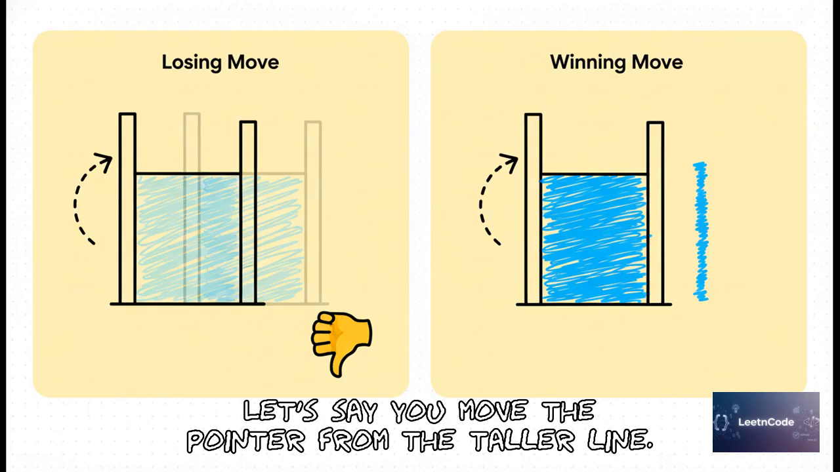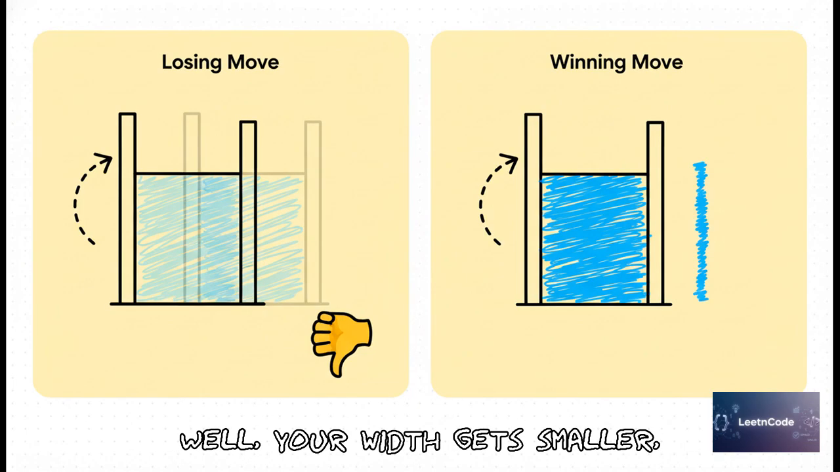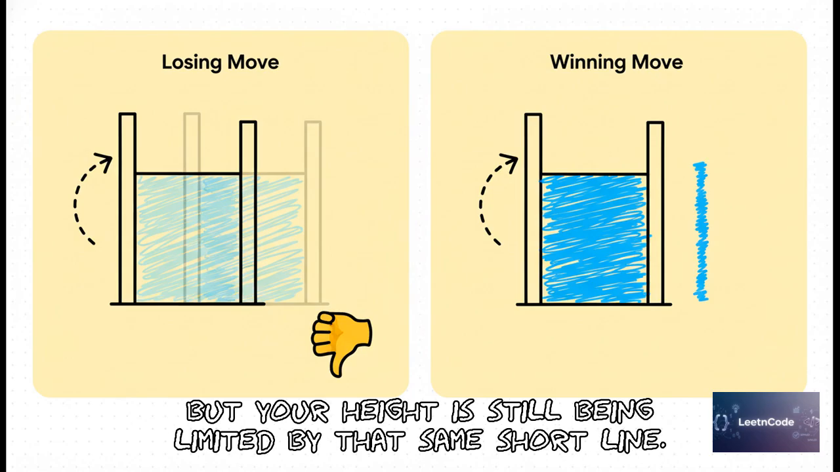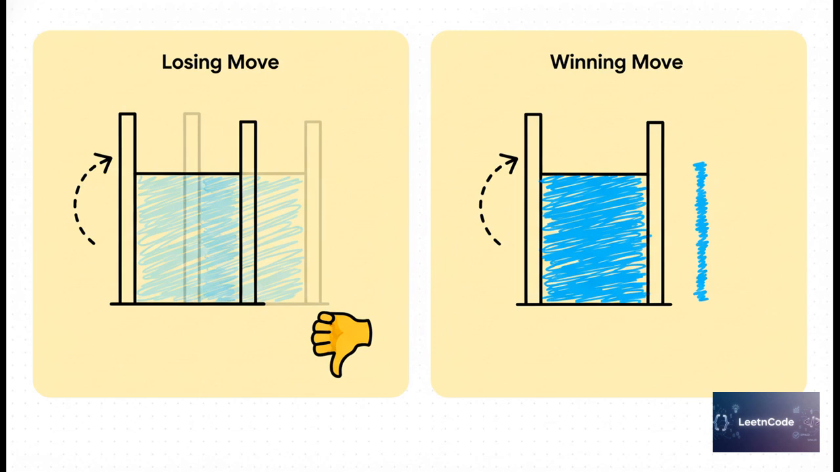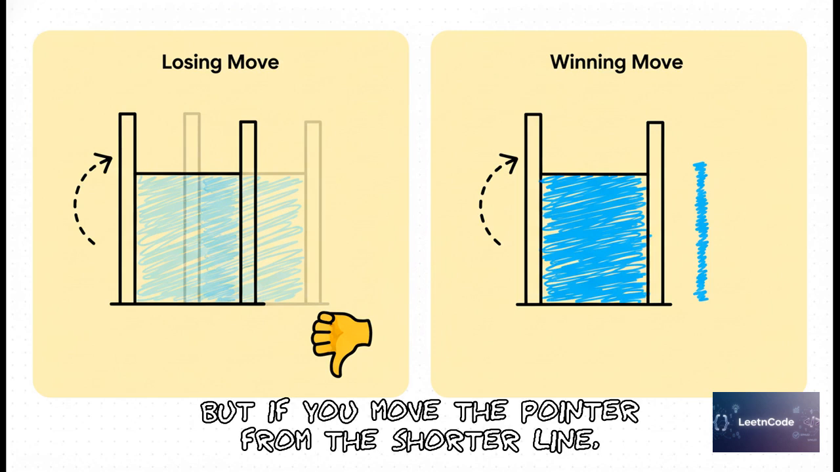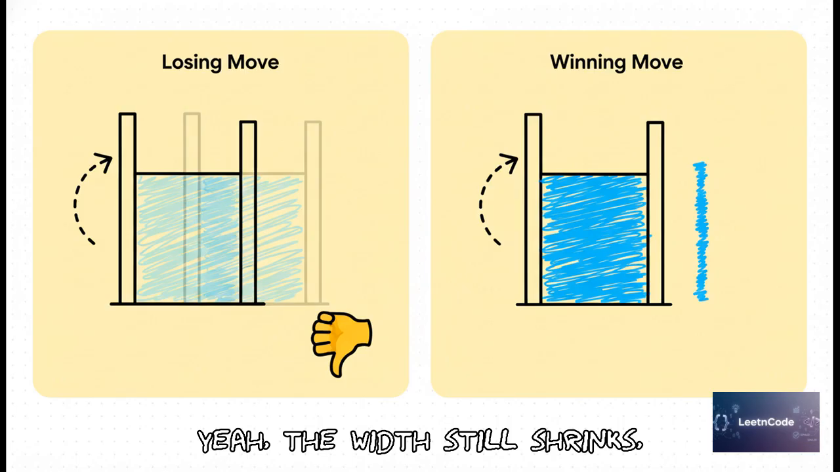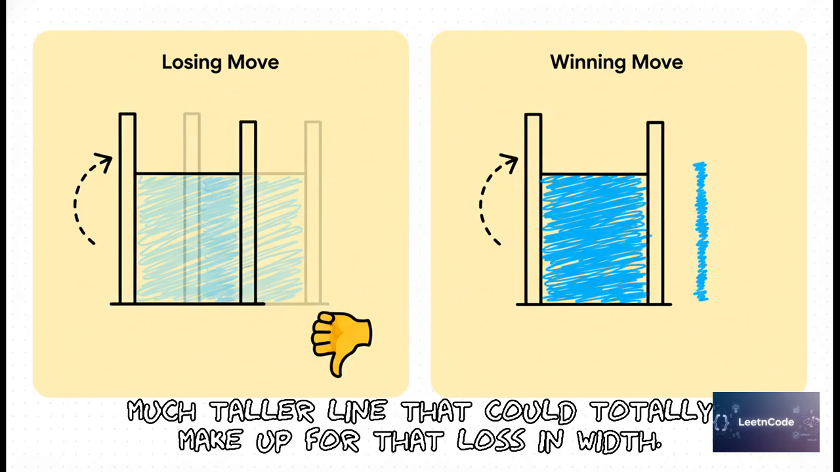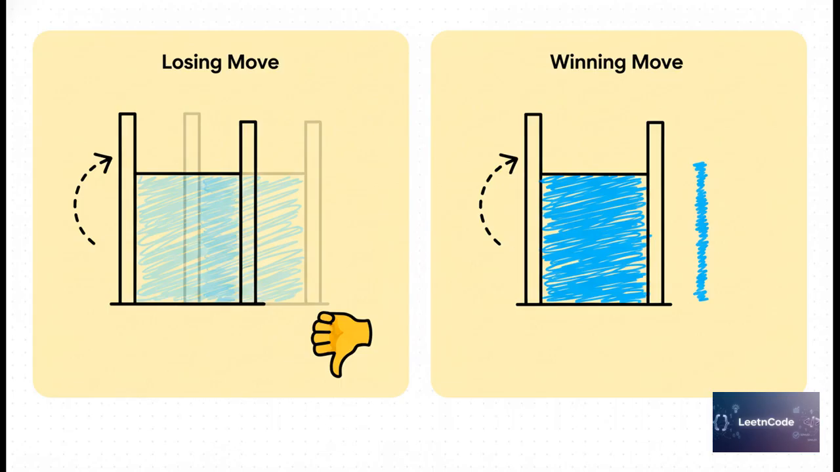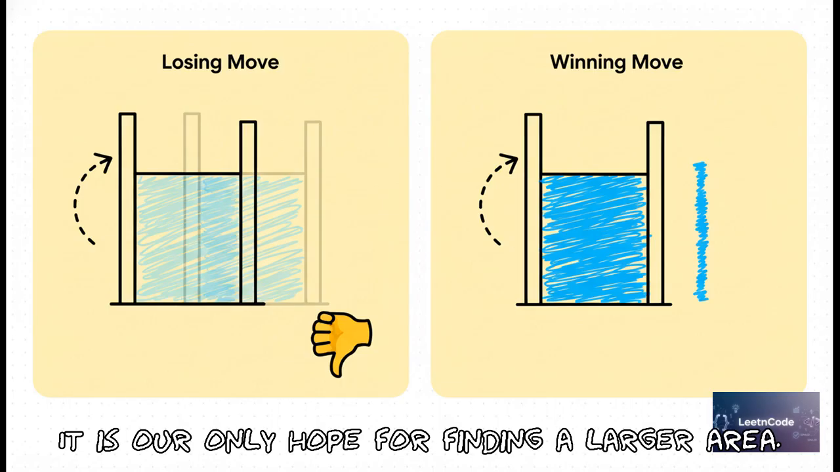And bam, this right here spells it all out. Let's say you move the pointer from the taller line. Well, your width gets smaller, but your height is still being limited by that same short line. You're guaranteed to get a smaller area. It's a dead end. But if you move the pointer from the shorter line, yeah, the width still shrinks, but now you have a chance, a real shot at finding a new, much taller line that could totally make up for that loss in width. It is our only hope for finding a larger area.